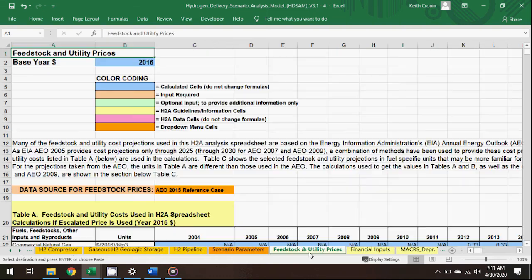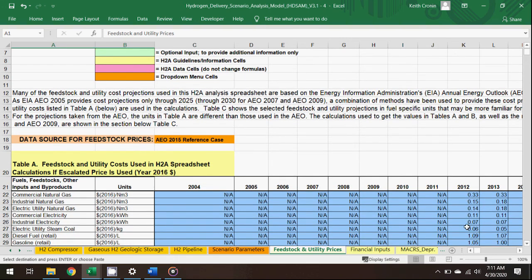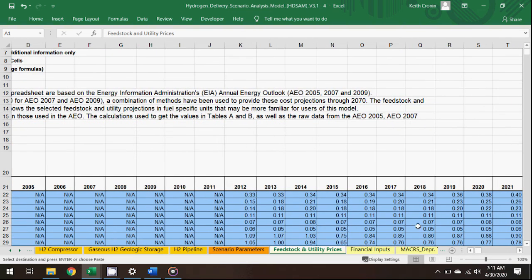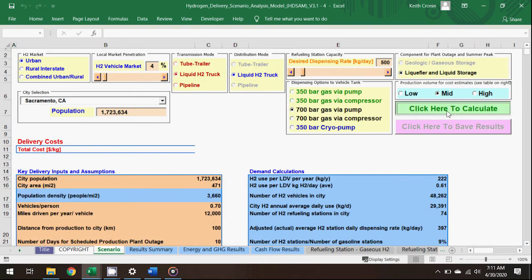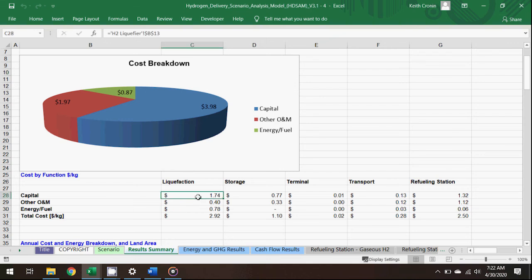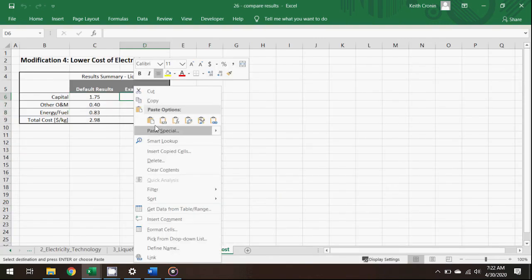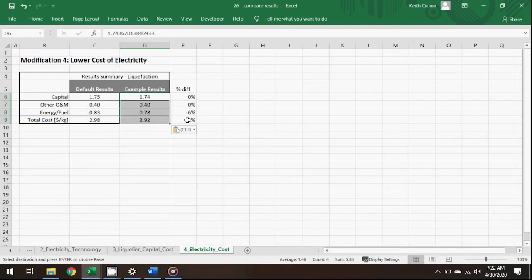The electricity cost that is referenced in formulas throughout the model is on the feedstock and utility prices sheet. And for the modeled fuel and year I'm using, I'll change the value in cell O26 to 2 cents, and then I'll rerun the model. Copying the modified liquefaction contribution cost results over for comparison, we can see that the reduction in electricity cost has had just a slight impact on our cost result, with about a 6% drop in the energy fuel cost and about a 2% drop for the total cost.